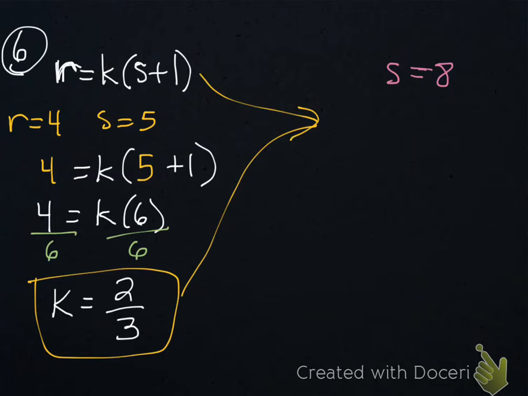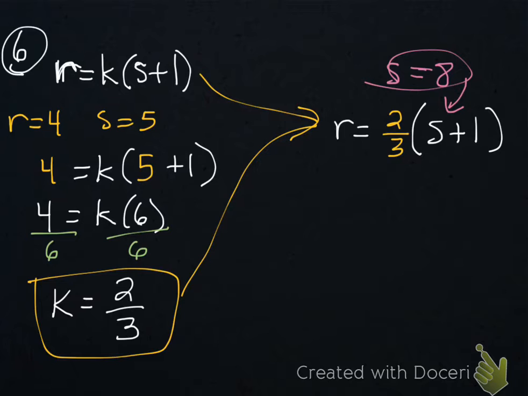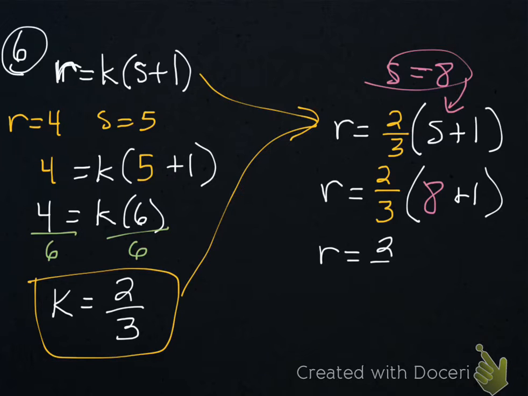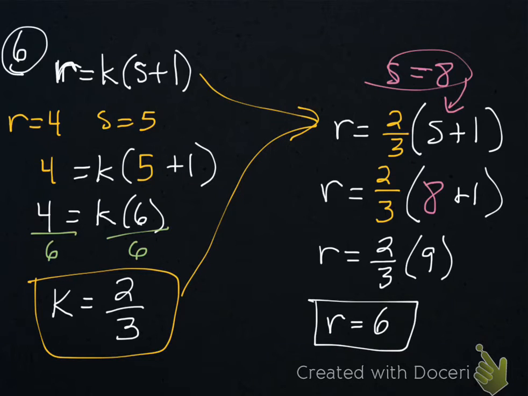I'm going to take that and plug it into the equation. So I have r equals 2/3 times the s plus 1. Now we're ready to plug in our second set of criteria. So we have r equals the 2/3 times the 8 plus the 1. Okay, so 8 plus 1 is what? It's 9. So I have 2/3 times 9. 9 divided by 3 is 3. 3 times 2 is 6. So r equals 6.